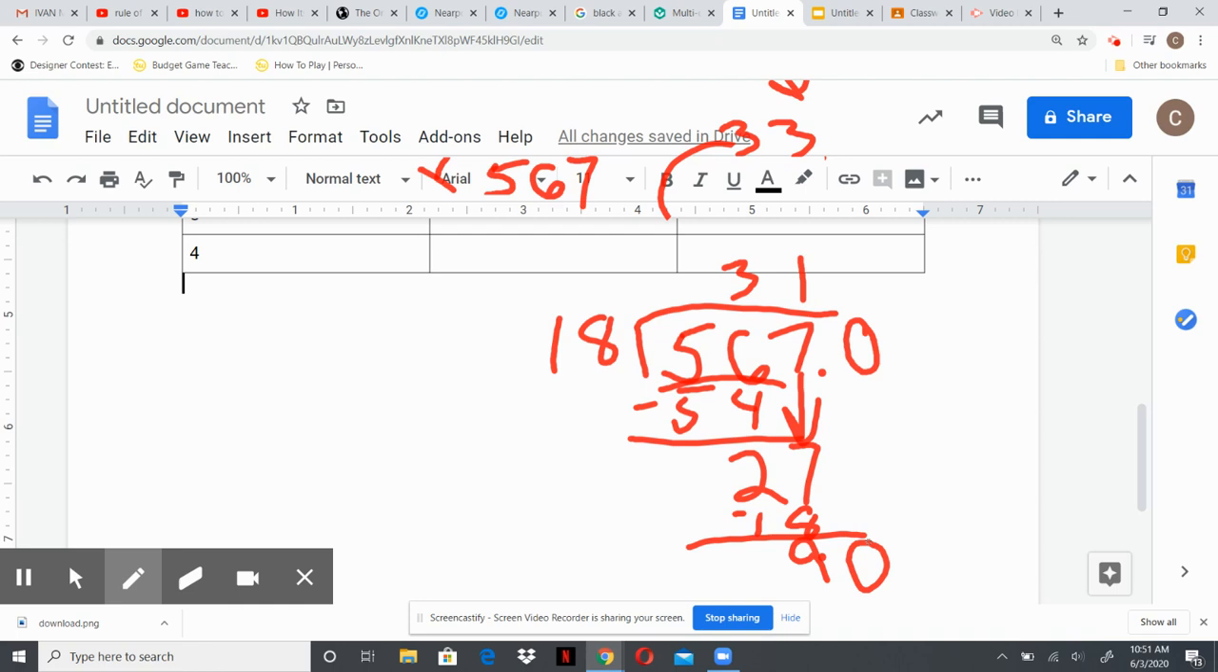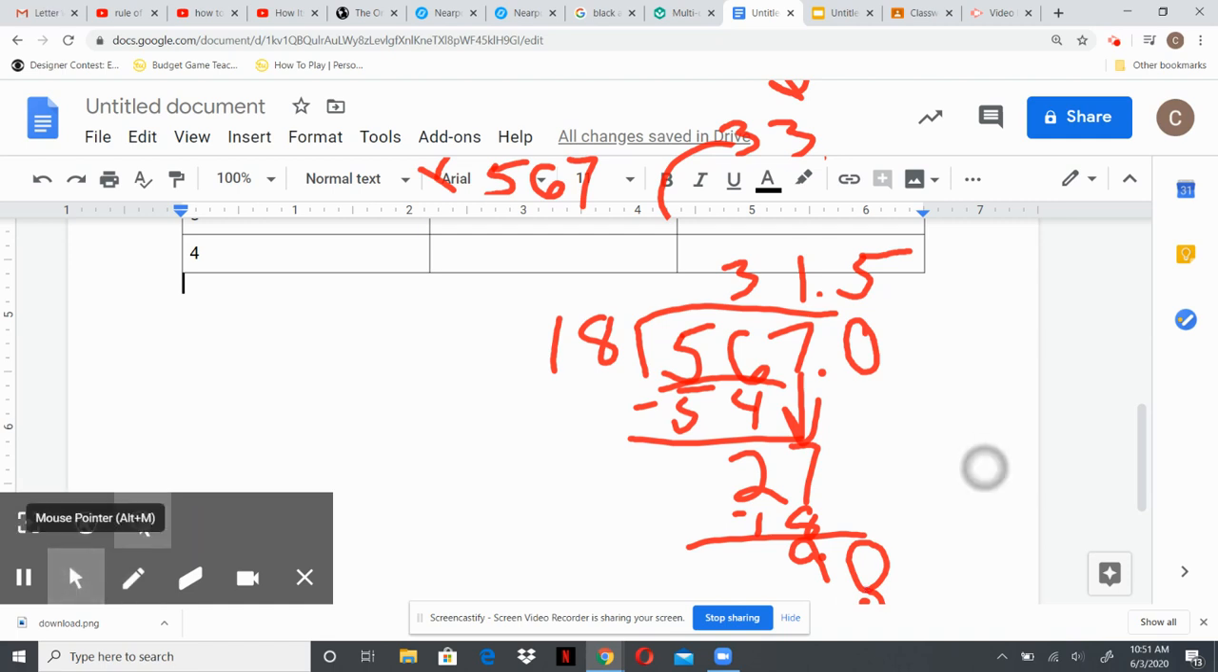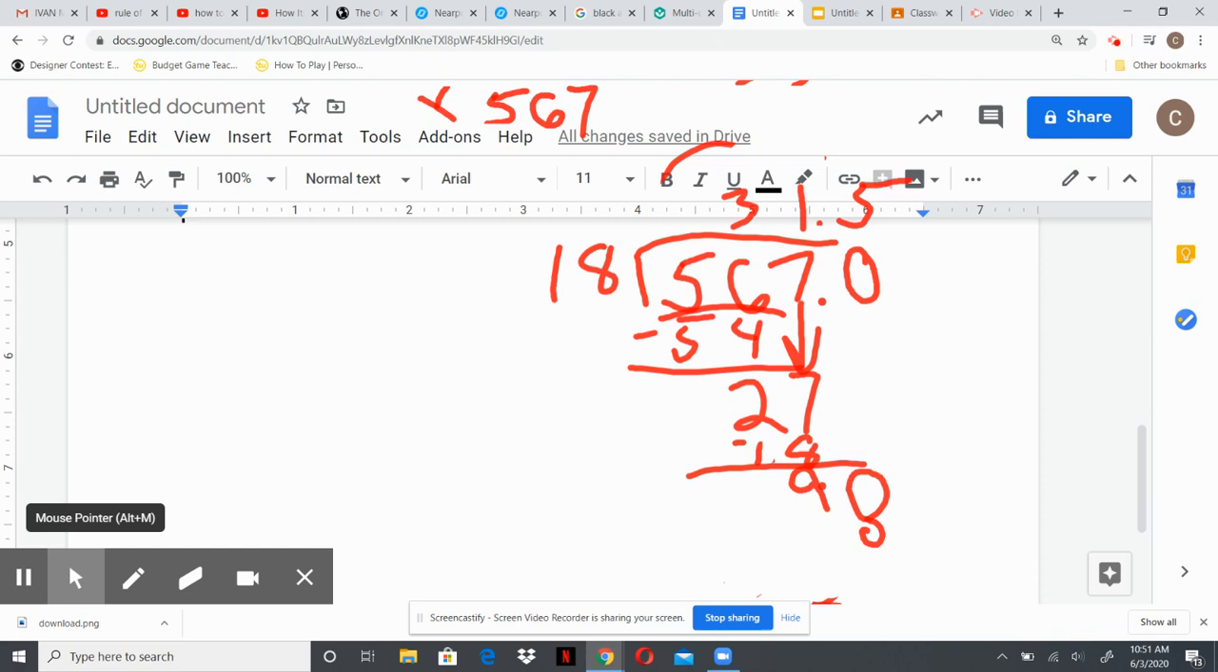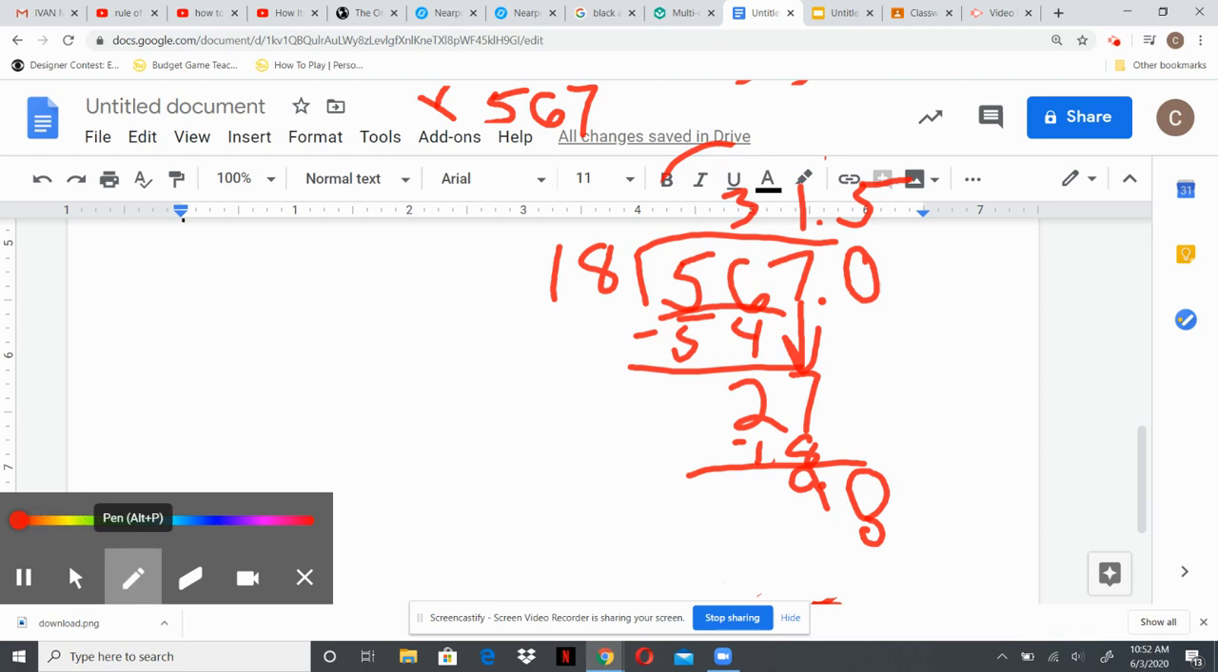Okay, well, if you take 5 groups of 18, we take 5 times 8 is 40. Sorry, I'm going off my screen here. Is 40. And then 5 times 1 plus the 4, guess what? That gives us 90. So this number comes out nice to 31.5.